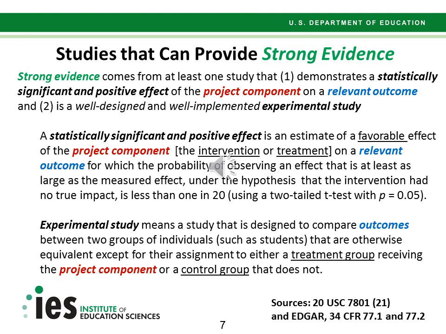Second, to provide strong evidence, the study must be a well-designed and well-implemented experimental study. Experimental study means a study that is designed to compare outcomes between two groups of individuals, such as students, that are otherwise equivalent except for their assignment to either a treatment group receiving the project component or a control group that does not.